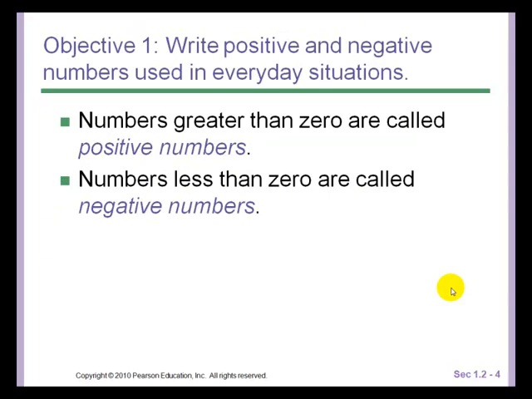So our first objective, write positive and negative numbers used in everyday situations. Numbers that are greater than 0 are called positive numbers. Numbers less than 0 are called negative numbers. It should be noted that 0 itself is neither positive nor negative. It is the number that separates the positives and negatives.